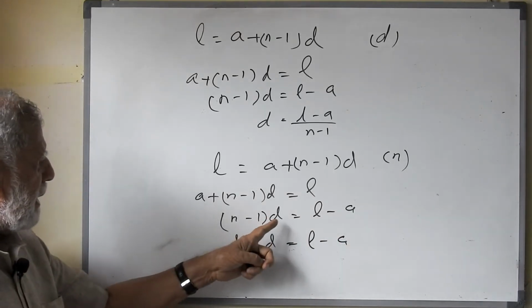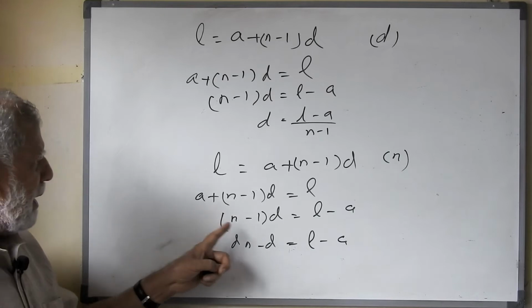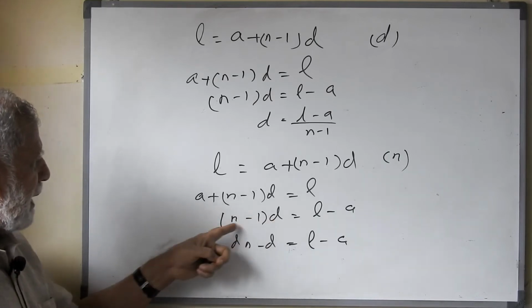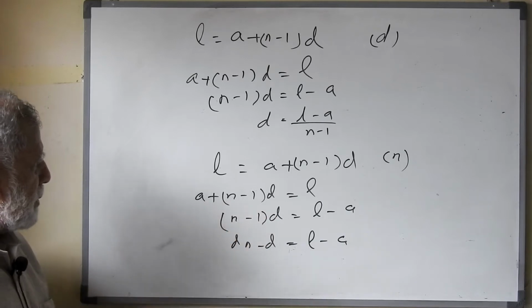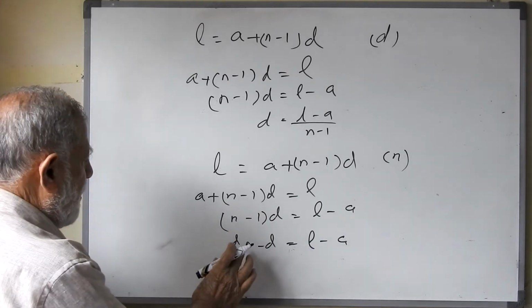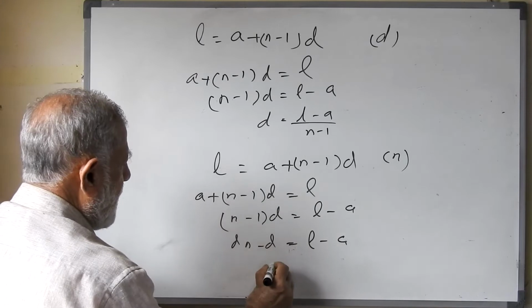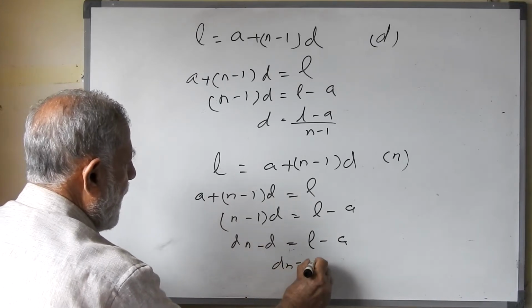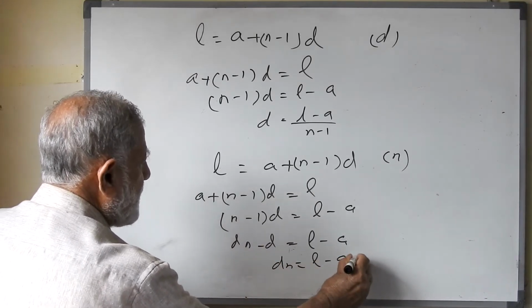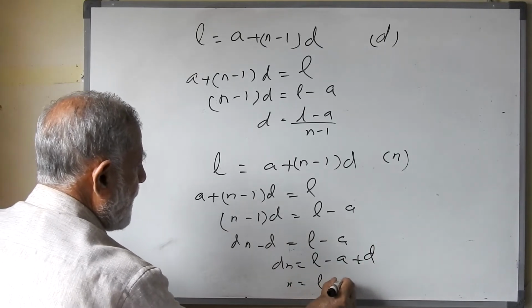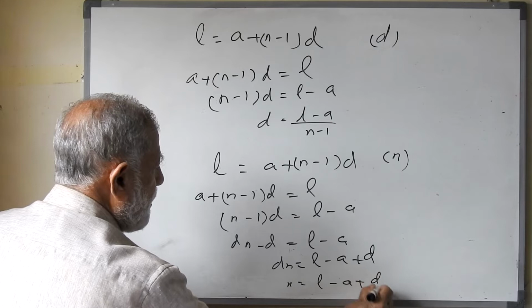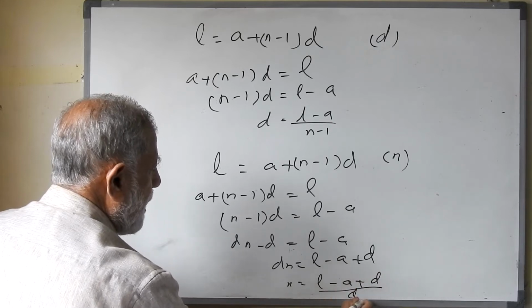This D on the right hand side or left hand side, same thing. You have to multiply this bracket by D. So D into n, Dn. D into 1, D. So what you do is, we want only n. Bring the D onto that side. So Dn equals L minus A plus D. So n is equal to (L minus A plus D) upon D.